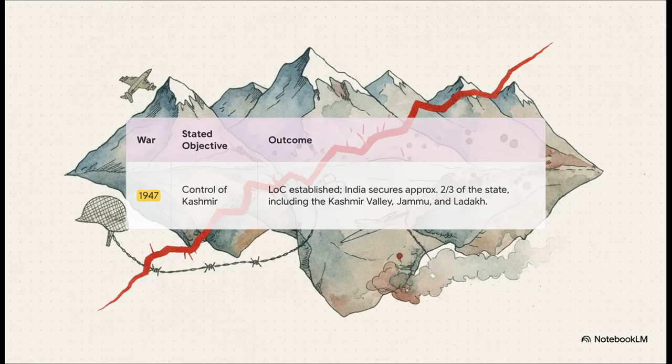So the outcome was basically a divided Kashmir. India ended up securing the most populous and strategic regions, like the Kashmir Valley. But the conflict itself was frozen, not solved. And that just set the stage for decades of more tension to come.